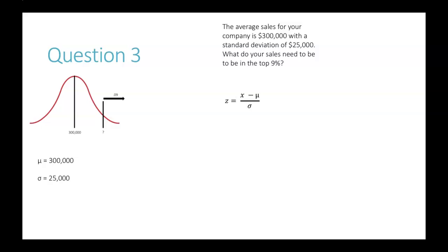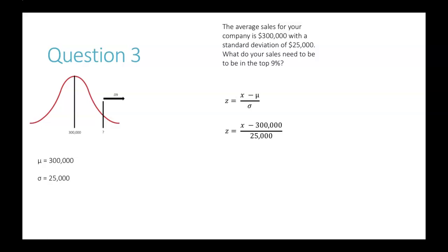So we have our z-score formula here. Right? We have our mu, we have our sigma. Those were given to us. Then we have z and we have x. Well, what we'll be solving for here is our x. We want to know what our sales need to be. So that's our x value. There's a way that we can find our z-score though. So when we plug in everything that we know, we end up with z equals x minus 300,000 all over 25,000.